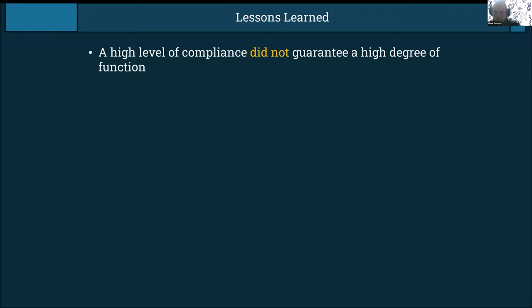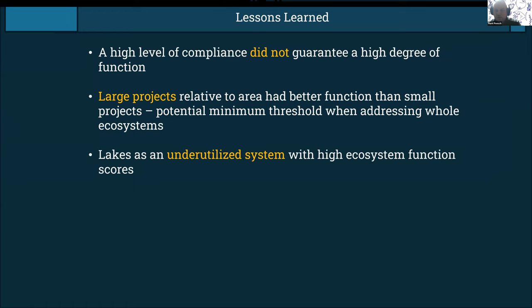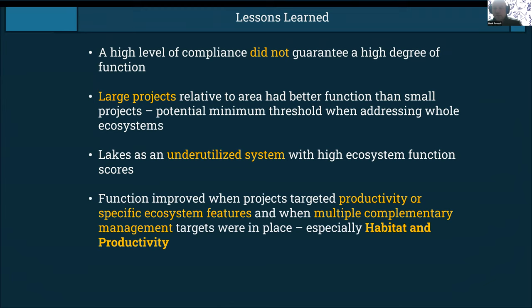So to quickly wrap up the first bit, we have shown a relationship between compliance and function, but it did not guarantee that the two worked together. But large projects tended to do better, and we had a bit of a threshold at 5 hectares. We noted that lakes tended to be an underutilized system that did show high relative ecosystem functional scores, and that projects improve when you use multiple targets. Especially productivity or habitat targets tended to do quite well.